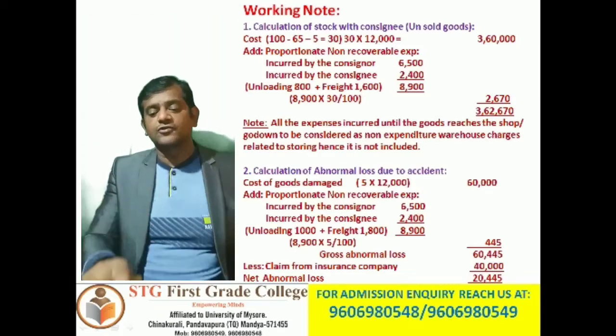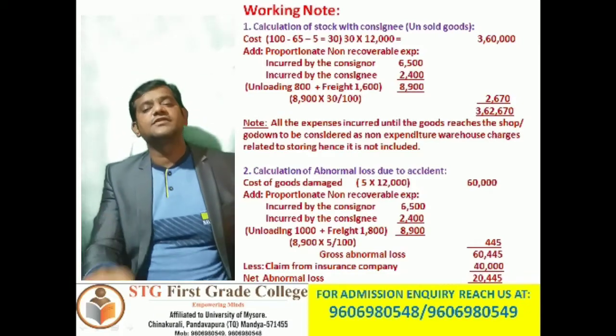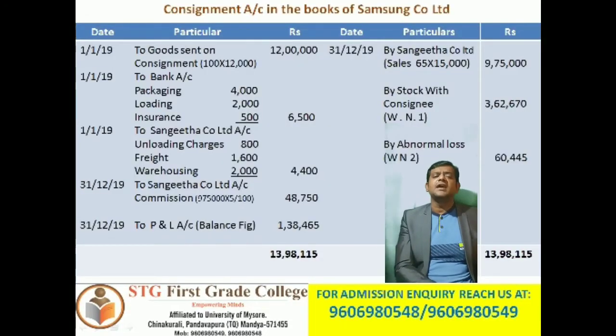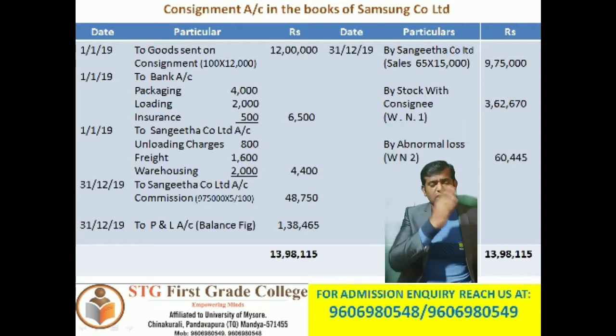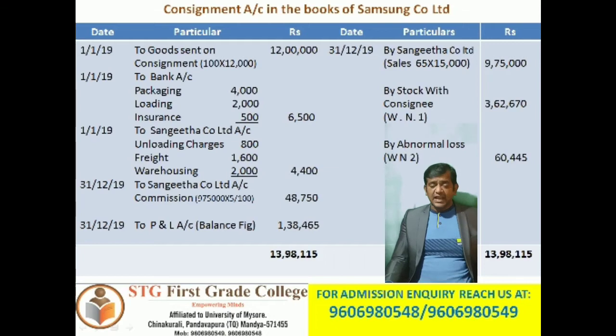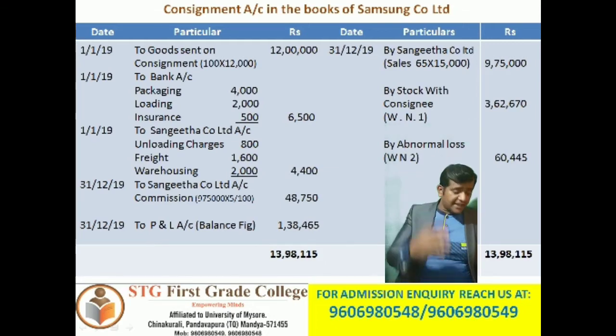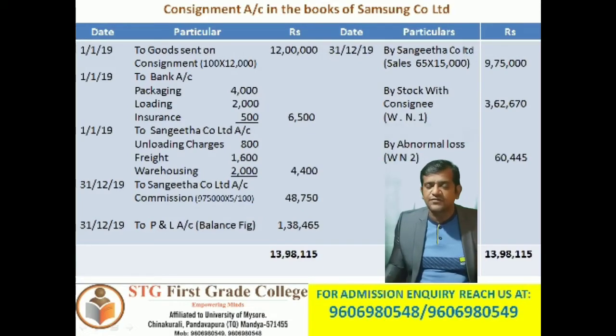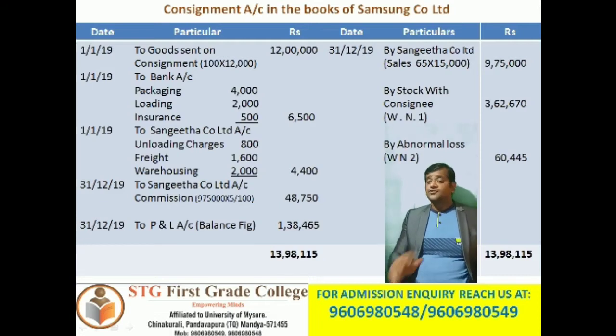So the value of closing stock 3,62,670. Take it down on the credit side of the consignment account in the books of Samsung Limited. By stock with consignee or closing stock, working note number 1, 3,62,670 rupees, and next immediately down to that, by abnormal loss, working note number 2, 60,445. So that's all, we have taken everything.